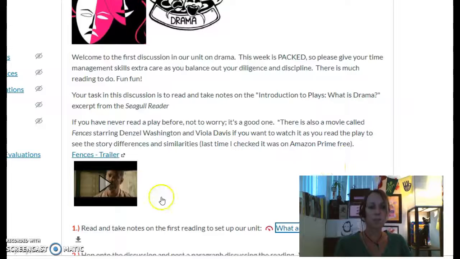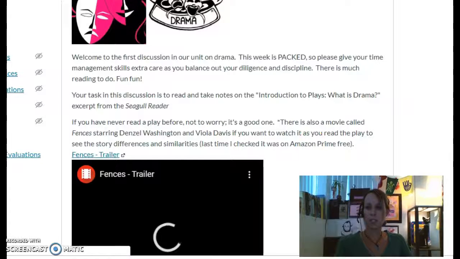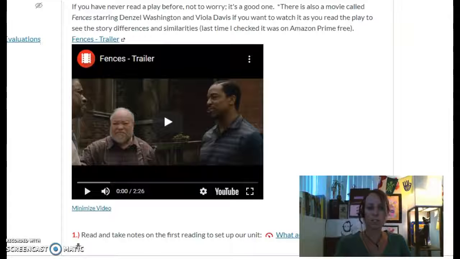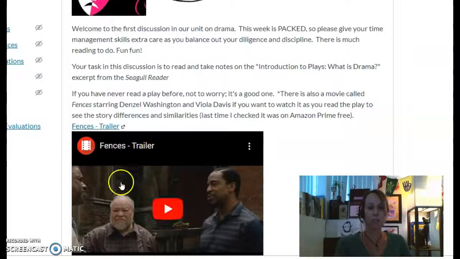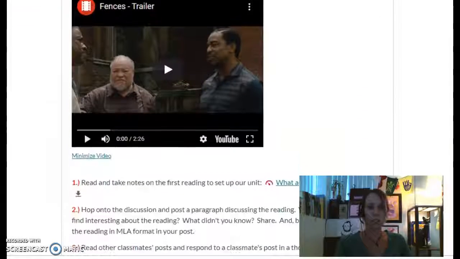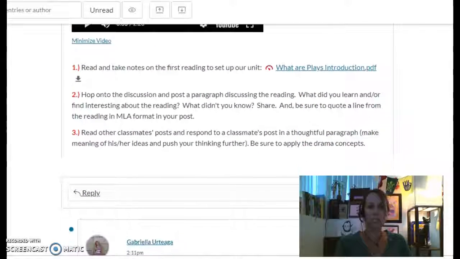I did put the trailer of Fences so you can check that out. I'm just going to click on it here to see just how long it is, give you a sense. It's a 2.5 minute trailer on the movie, and this gives you kind of the movie synopsis, just like trailers do. And then we have here that you're going to read and take notes on this reading, which is the one I just opened.